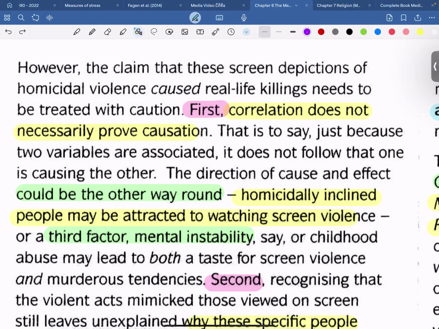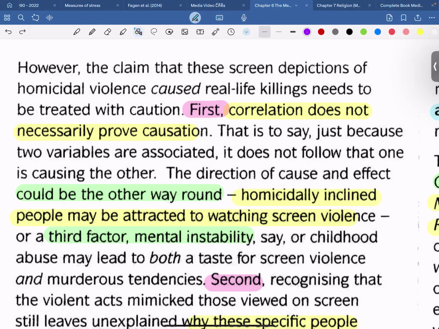For instance, if we talk about this cult United States TV series Dexter, there might be thousands of people who have watched this, and not everyone who watched this ended up killing other people. So first, correlation does not necessarily prove causation. The direction of cause and effect could be the other way around as well. Homicidally inclined people, or people who have violence as a part of their personality, might be attracted to watching screen violence. The third could be mental instability as well, or childhood abuse may lead to both a taste for screen violence and murderous tendencies.